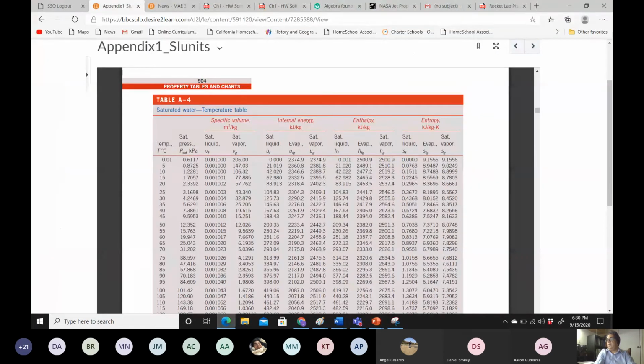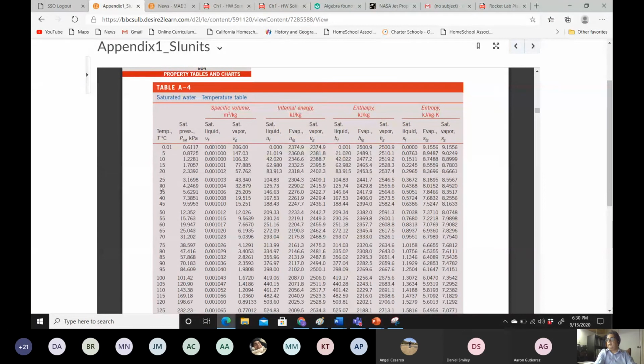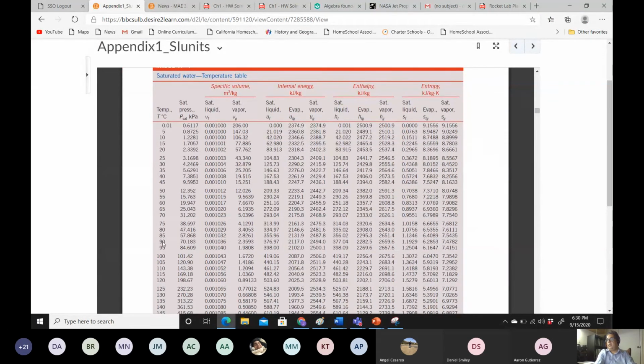So let's go back to our table and look at 90 degrees C down here. At 90 degrees C, the saturation pressure is 70.183. That means the pressure at which water would boil at 90. This is a saturation table, so everything here is like those 5 states we drew out. Here's 1 atmosphere, 100 degrees C. The pressure is 101.42, that's 1 atmosphere. So it's basically the onset of boiling. At 90 degrees C, we want to find VF, and there it is.